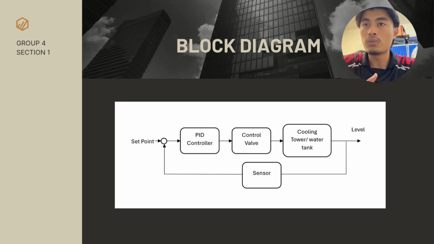And number six is the sensor. This component is crucial for feedback. It continuously measures the actual water level inside the cooling tower. This measurement is then sent back to the beginning of the loop to be compared with our set point. That's all for the block diagram.